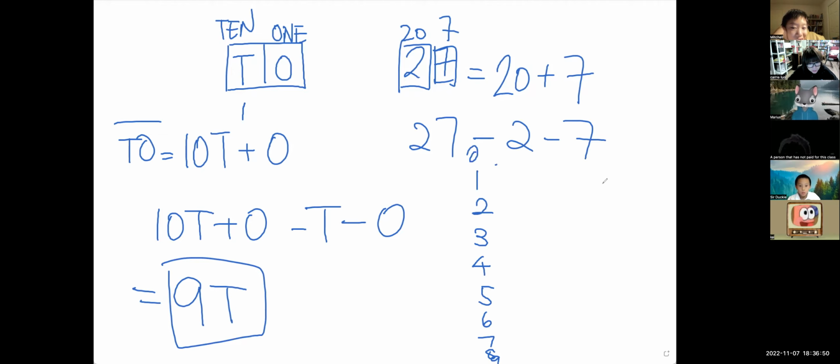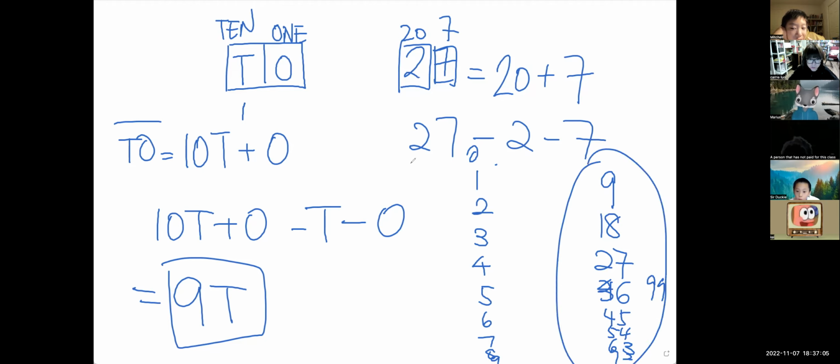So that's why the answer will be 9, 18, 27, 36, 45, 54, 63, 72, and 99. And that is all the possible answers for that one. You missed 81 and 90. Oh, 81. Sorry, 81. And 90. Sorry, it's not 99, it's 81. Because the 10 digit could only be 1, 2, 3, 4.